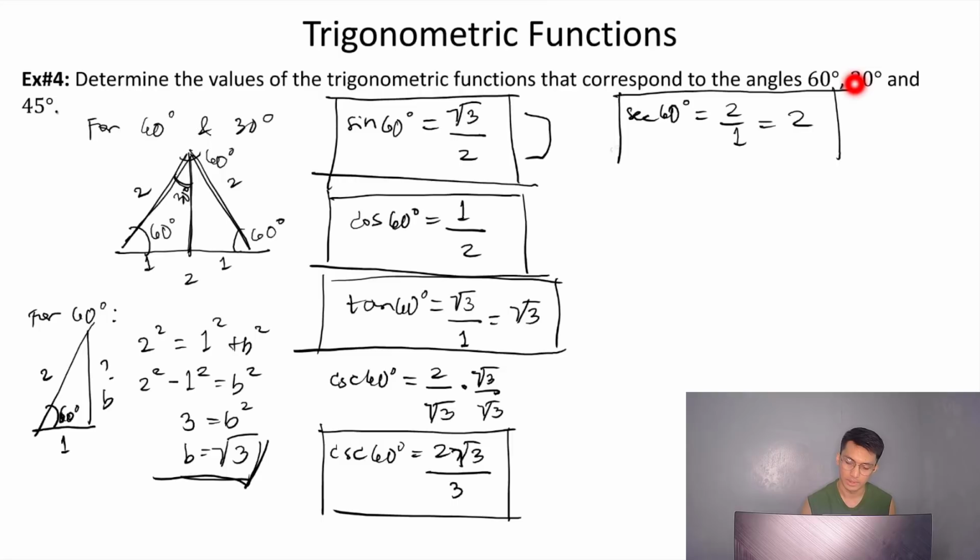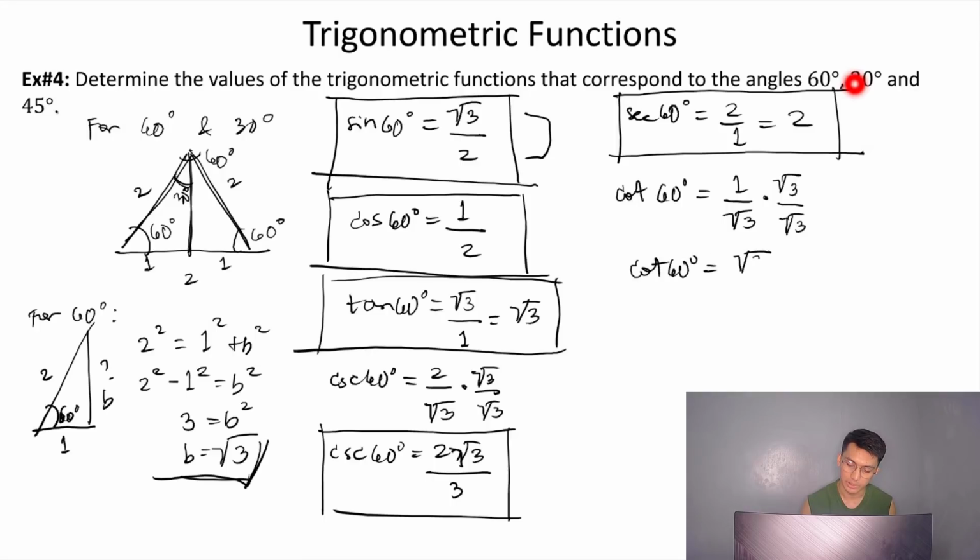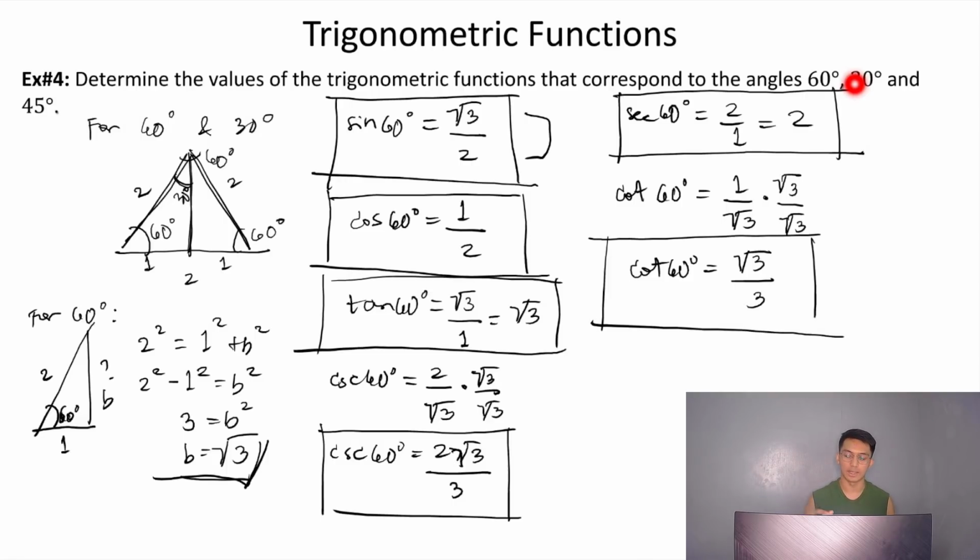And for the final value na hinahanap natin, the value of the cotangent 60. For cotangent 60, the reverse function of the tangent 60, we have 1 over square root of 3. And by rationalizing, we multiply both the numerator and the denominator by square root of 3. So, cotangent 60 now is equal to square root of 3 over 3 na lang. This is the value for all the trigonometric functions ng angle 60 natin.